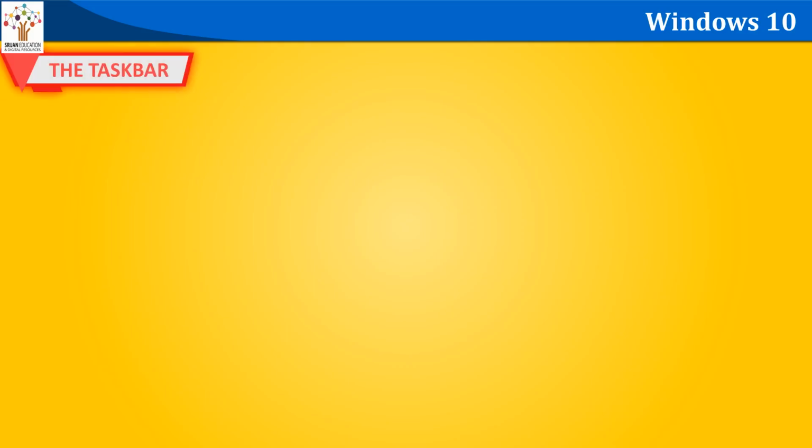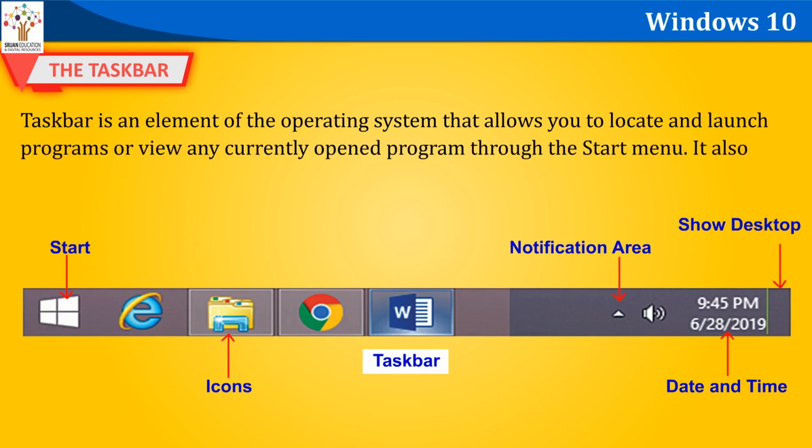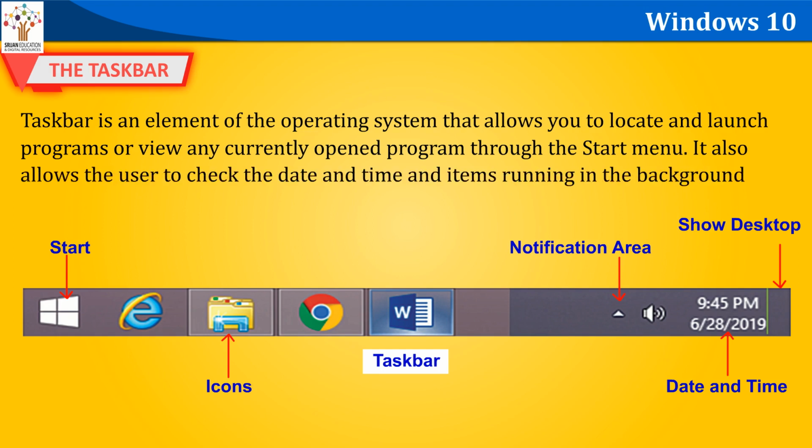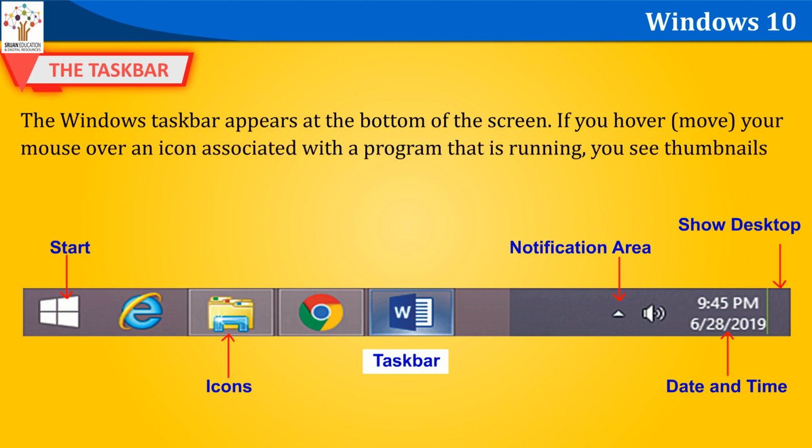The taskbar. Taskbar is an element of the operating system that allows you to locate and launch programs or view any currently opened program through the Start menu. It also allows the user to check the date and time and items running in the background through the notification area. The Windows taskbar appears at the bottom of the screen. If you hover, move your mouse over an icon associated with a program that is running, you see thumbnails of all the copies of the program.